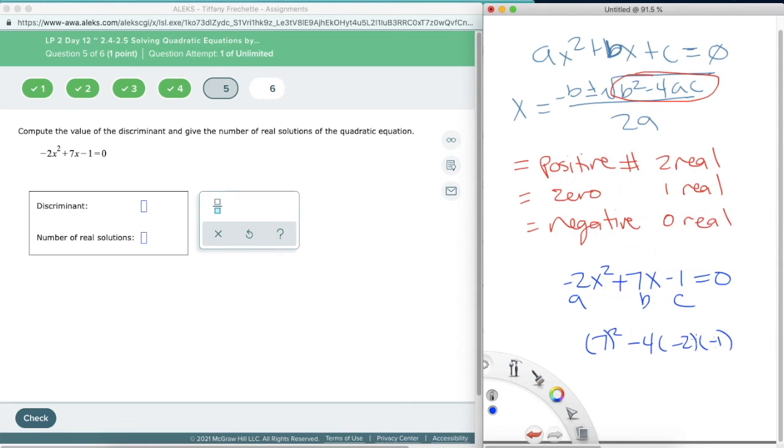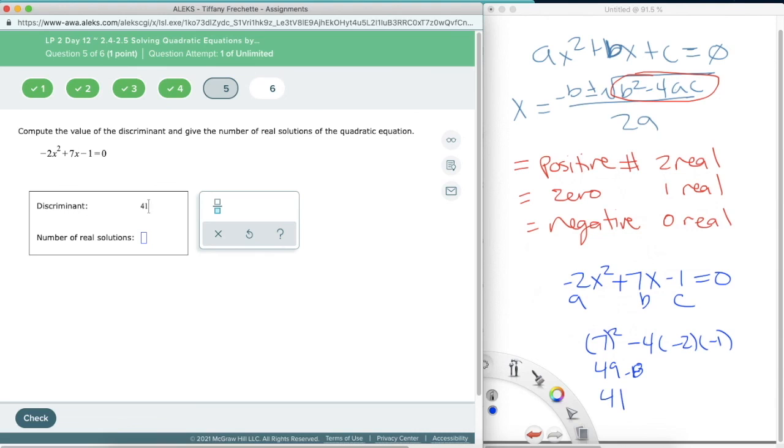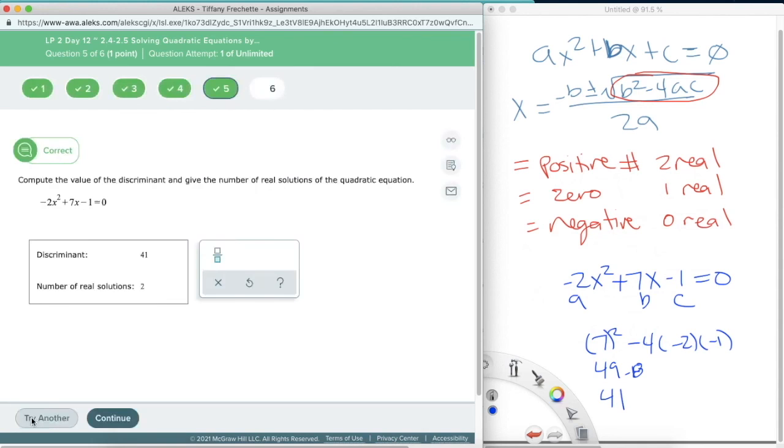So that's 49. Negative 4 times 2 is positive 8 times negative 1 is negative 8. So now I have positive 41. So that's a positive number, and I want to type this in, positive 41. And since it's a positive number, I'm going to have 2 real solutions like that. I can click check. So this is just a very quick way to see how many solutions.